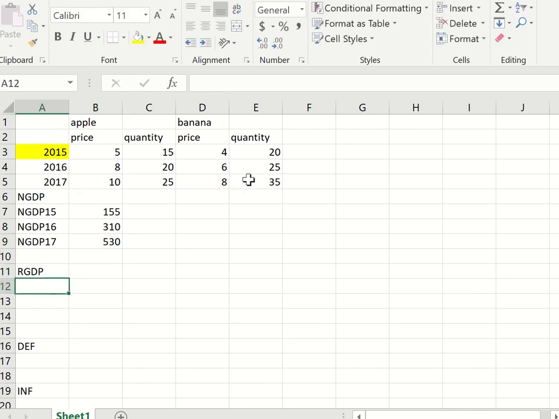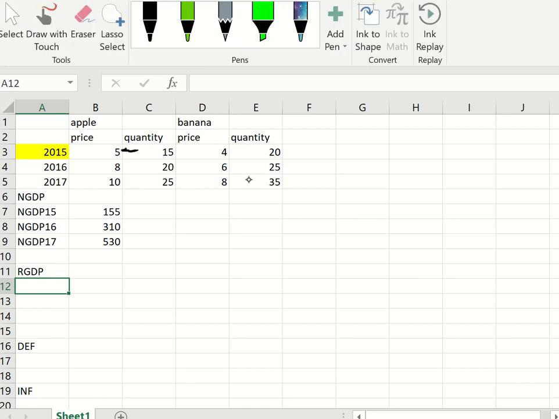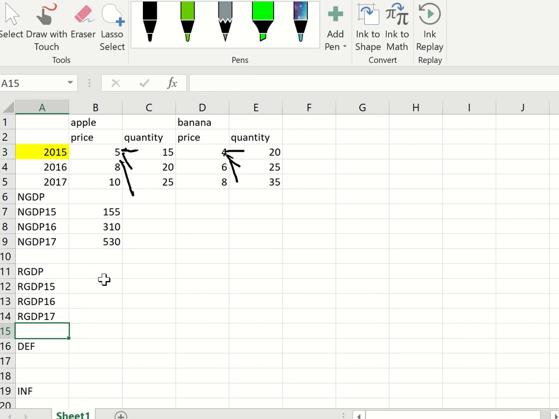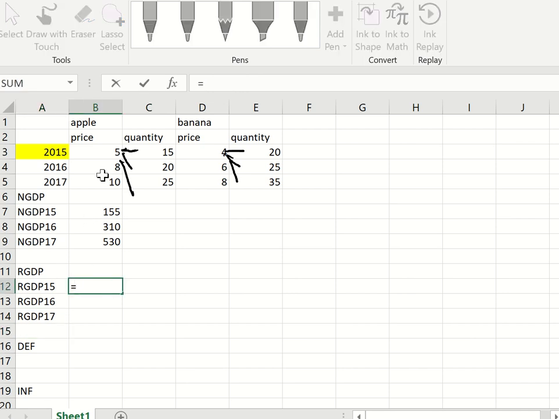Now for real GDP, we're going to take the price of your base year, so $5, times each year's quantity to get your real GDP. Okay, so I'm going to use the price of 2015 times each year's quantity. So real GDP of 2015, real GDP of 2016, and then real GDP of 2017. All right, so this will be $5 times 15 plus $4 times 20. So just like before.